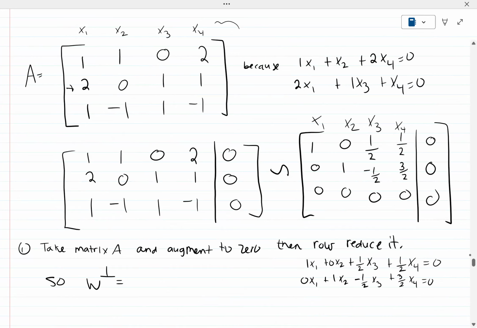And when you solve for x1, x2, you're going to get these two vectors. The first one is going to be negative 1/2, 1/2, 1 and 0. And then the second vector is going to be negative 1/2, negative 3/2, 0 and 1.